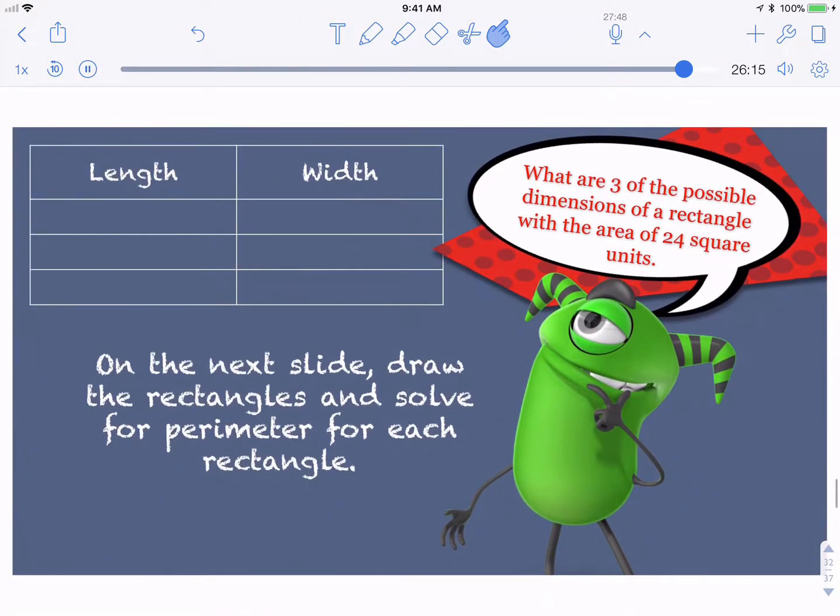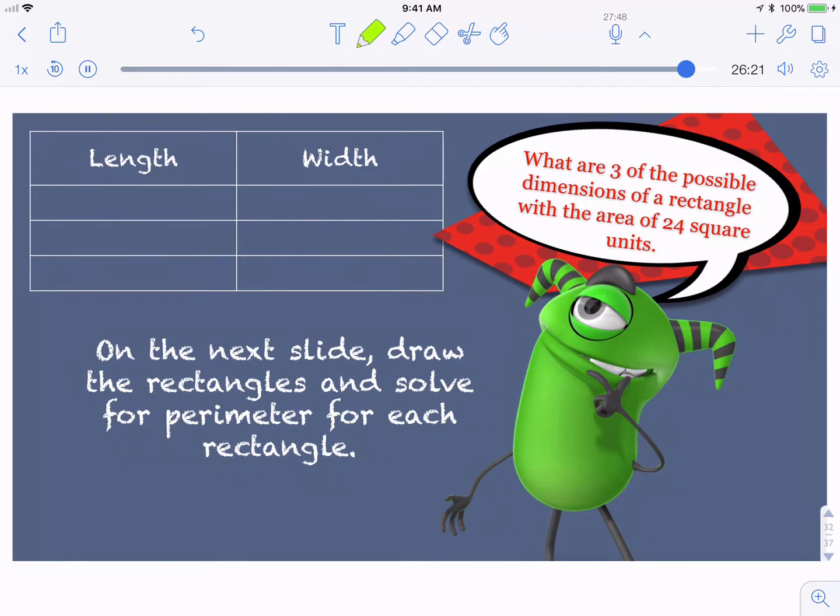So what are 3 of the possible dimensions of a rectangle with the area of 24 square units? What are the 3 possible dimensions? So we could say, what are the factors of 24? What are the numbers that go into 24? Let's think about it. And what could the dimensions be? So if I had 24, one side could be 2. Let's have a width of 2 and a length of 12. 12 times 2 is 24.